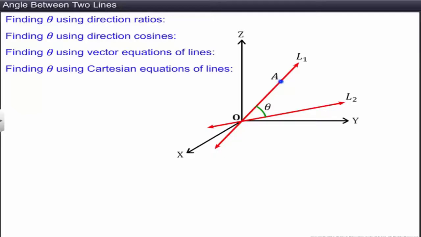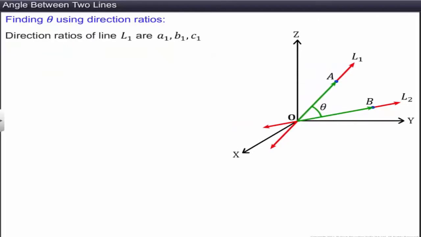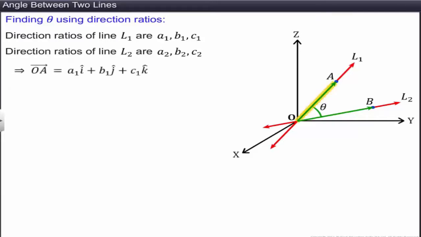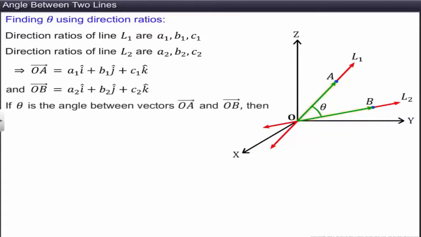Consider a point A on line L1 and a point B on line L2. Now, consider the directed lines, OA and OB, representing the position vectors of points A and B, respectively, with respect to the origin. Let A1, B1, C1, and A2, B2, C2 be the direction ratios of lines L1 and L2 respectively. Thus vectors OA and OB can be written in component form as shown. We know that the cosine of angle theta between two vectors is given by their dot product divided by the product of their magnitudes.